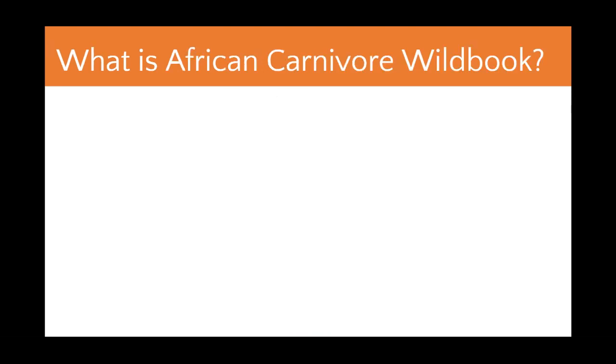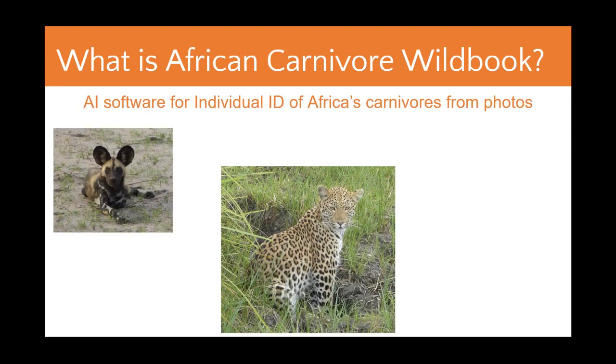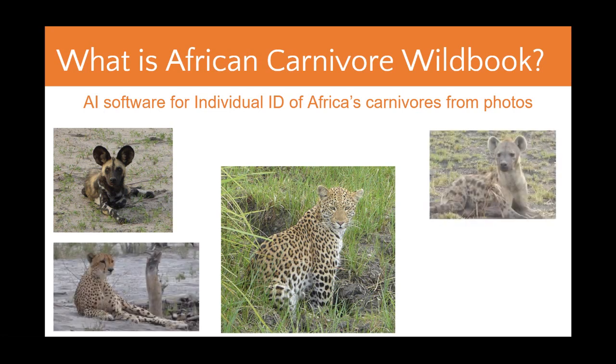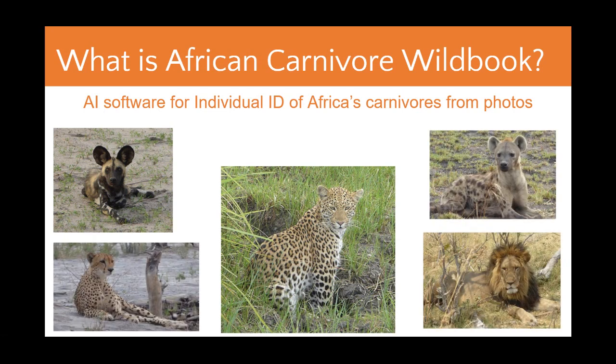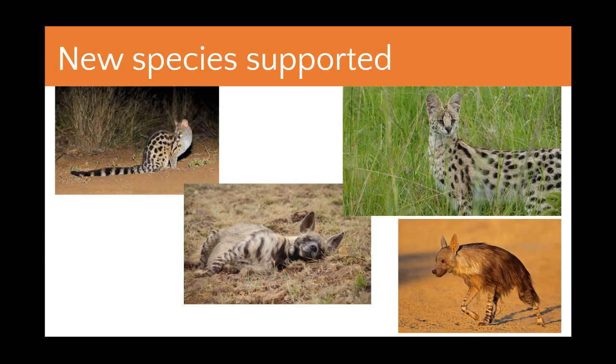What is the African Carnivore Wildbook? It is a multi-species Wildbook supporting the individual ID of these carnivores from photographs. Its purpose is to help conservationists understand who was seen where, when, and with whom across time, geography, generations, and species. Just this year, we added these adorable species to the platform. And as always, there will be more species and new algorithms developed and launched in the future.